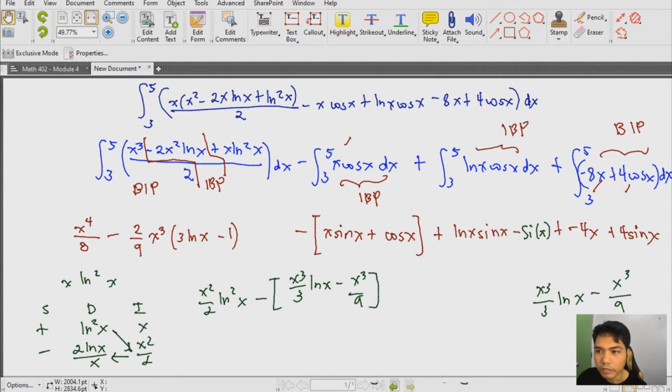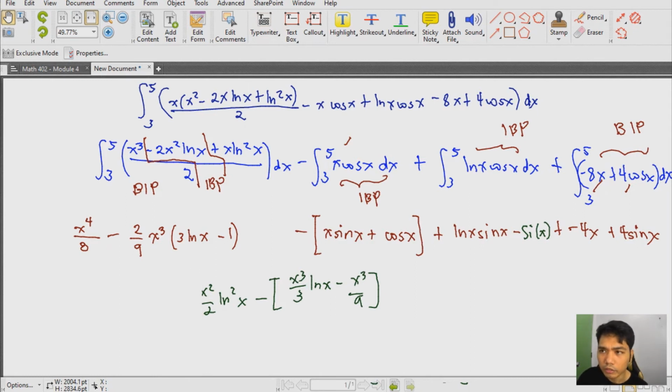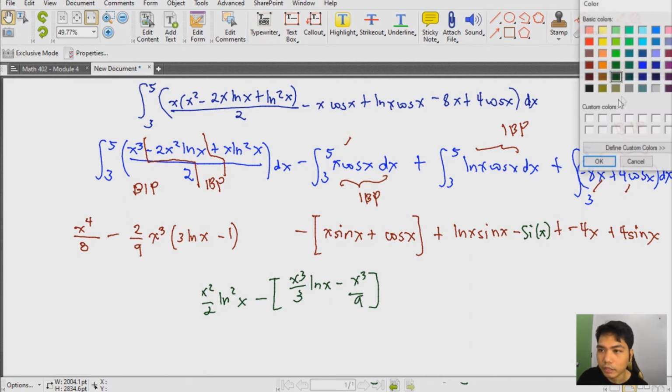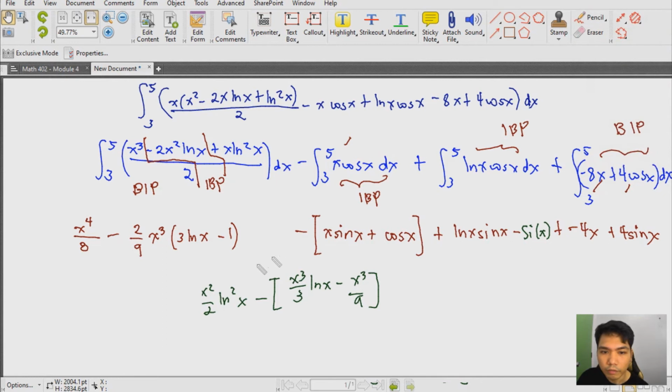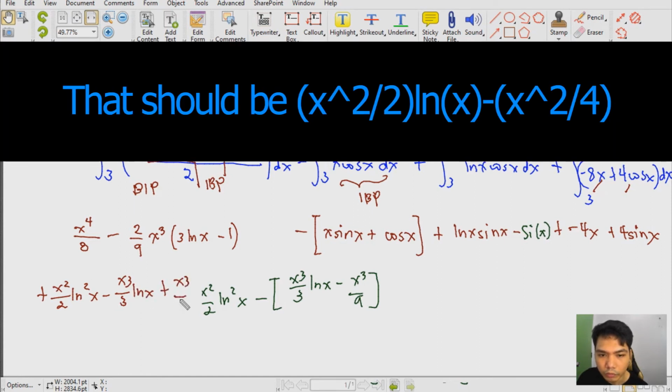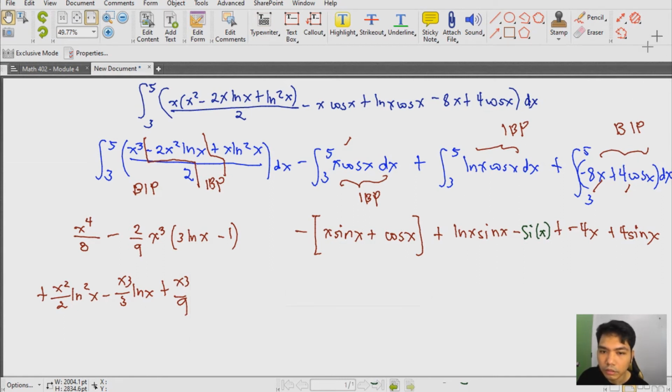So the expression for the last one is actually a combination of a lot of integration by parts, but still, it's integrable. From this, we could say that that is plus x squared over 2 ln squared x minus x cubed over 3 ln x plus x cubed over 9, and it should be written around here. And that's it for our integration.